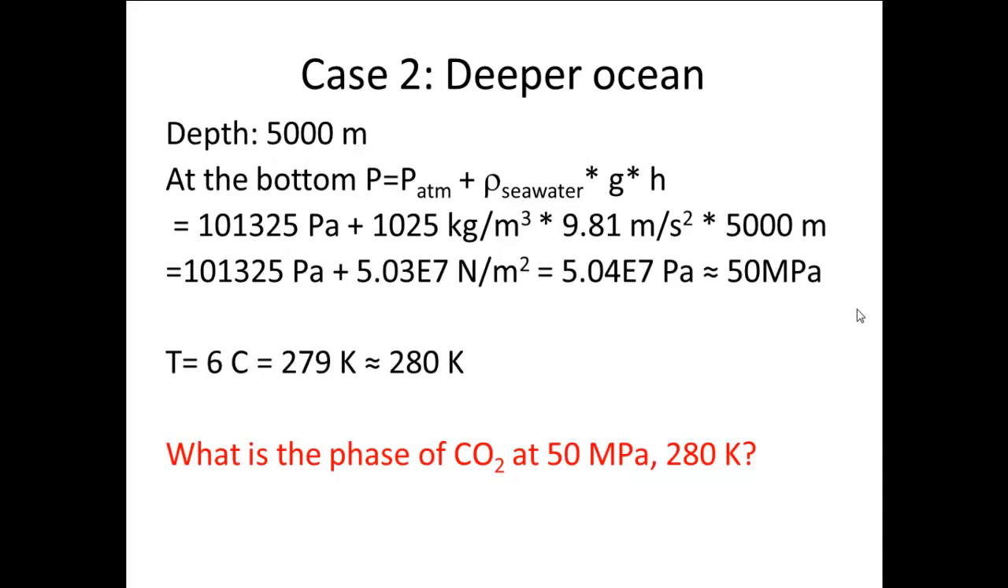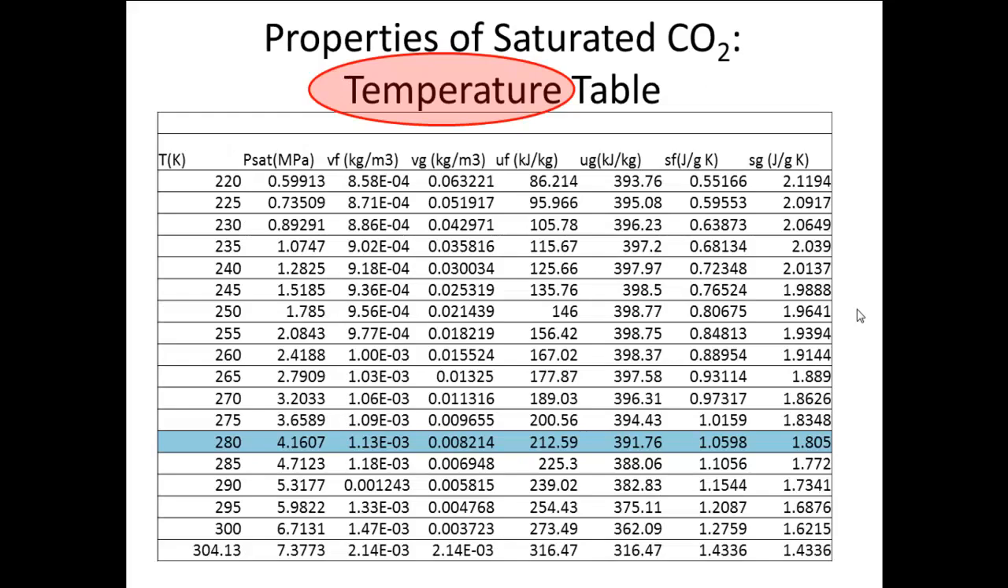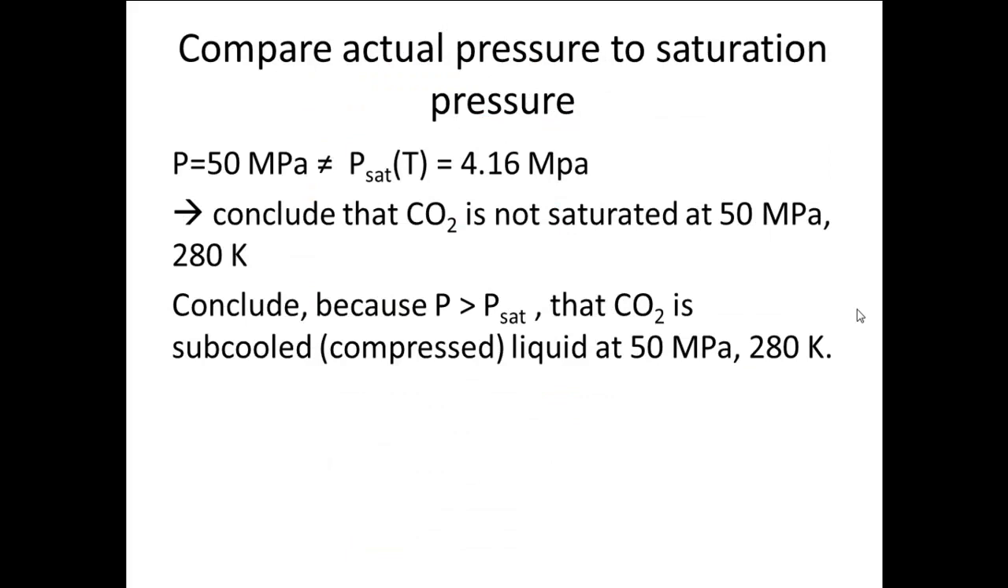Okay, now let's quickly go through a second case where we'll do calculations for a deeper ocean location. Let's say we want to inject the CO2 at a depth of 5,000 meters. The pressure at that depth is about 50 megapascals, the temperature is still about the same, 280 Kelvin. So what's the phase there? Let's look at the saturation tables again. We see as before that the saturation pressure at 280 Kelvin is 4.16 megapascals. At this location, our actual pressure is 50 megapascals, which is of course not equal to 4.16, so we do not have saturated liquid or vapor at the conditions of interest.